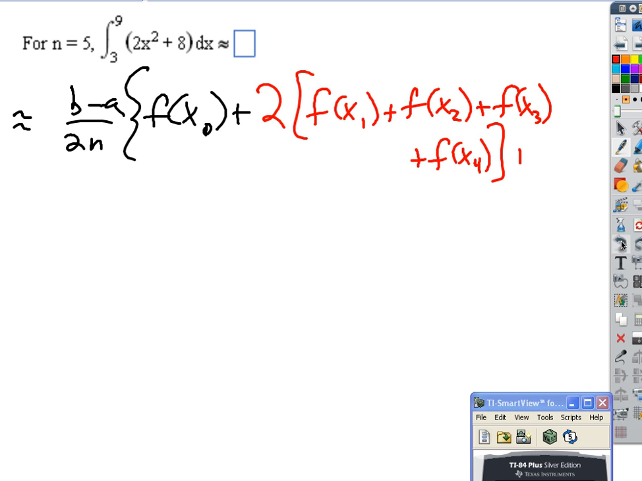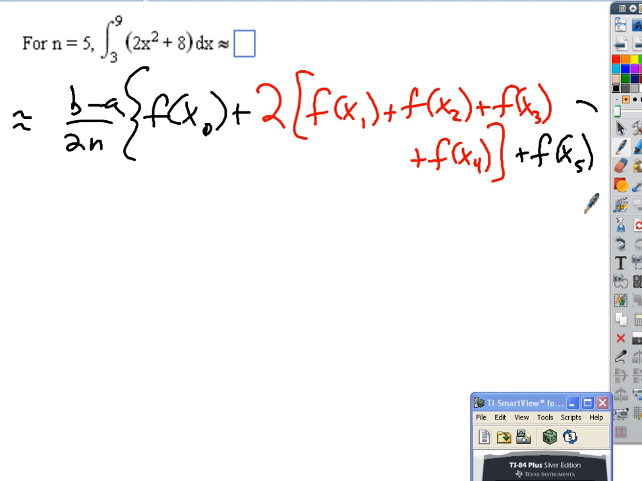Okay, right? Everybody see that? How come it looks like that? Because n equals 5, right? So does everybody see what we did there? We've got this multiplier out front, the first term, f of a, plus 2 times the interior sum, which this time is only going to have 4 terms, right?